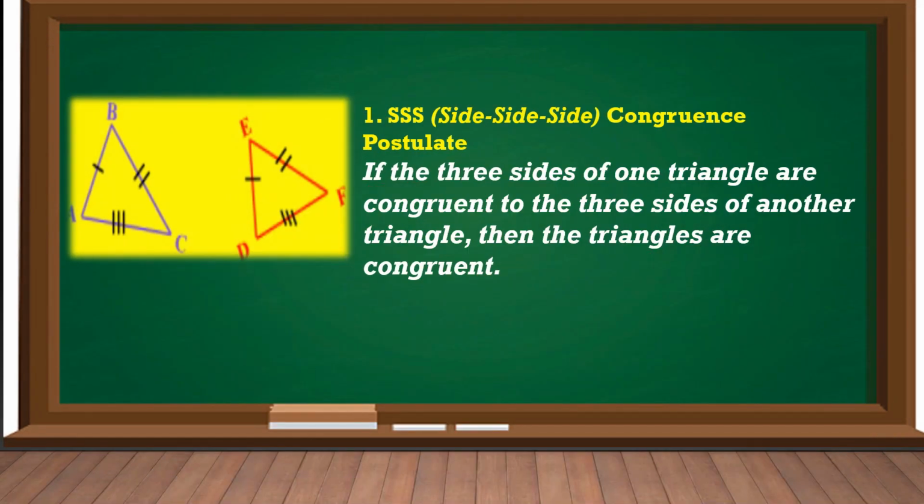Let me emphasize again SSS, or side-side-side congruence postulate. It states that if the 3 sides of one triangle are congruent or equal to the 3 sides of another triangle, then the triangles are obviously congruent.